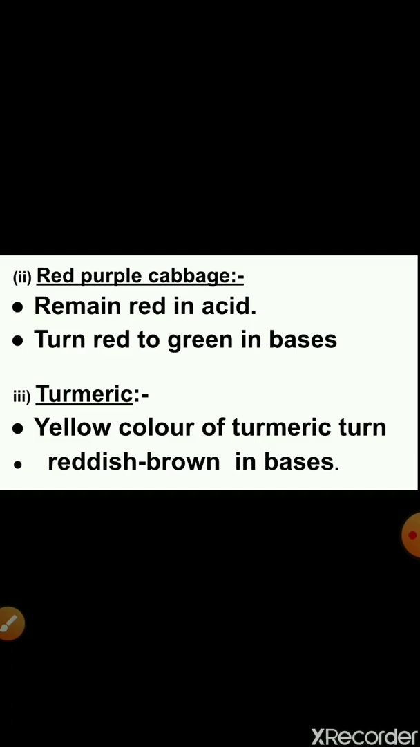The other natural indicator is turmeric. Turmeric, you all know, is yellow in color. When we use turmeric with bases, the yellow color changes into reddish brown. This change in color from yellow to reddish brown shows that the substance is basic in nature.